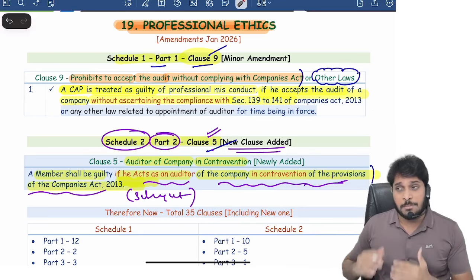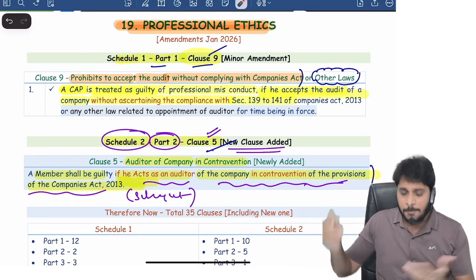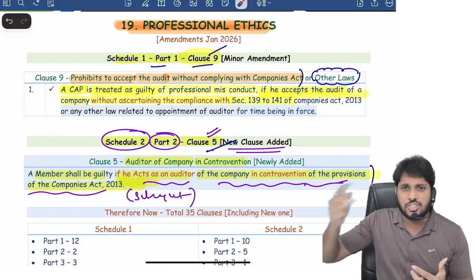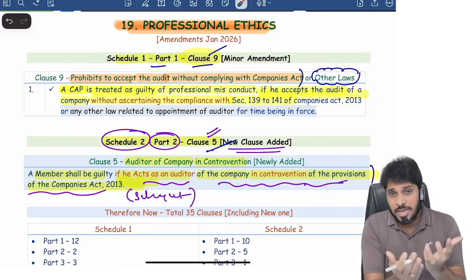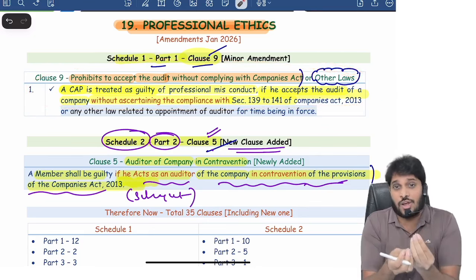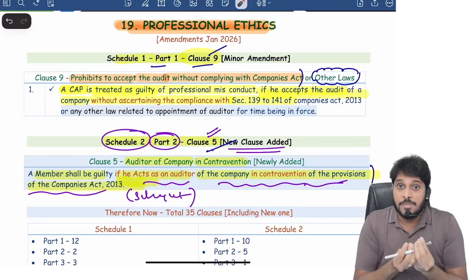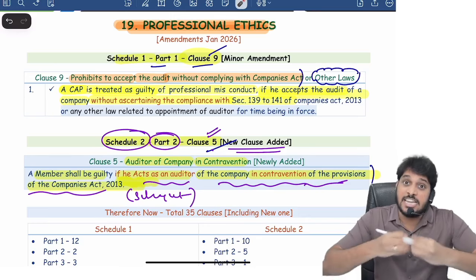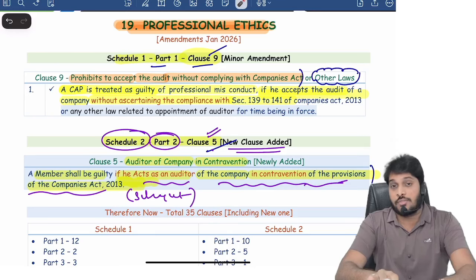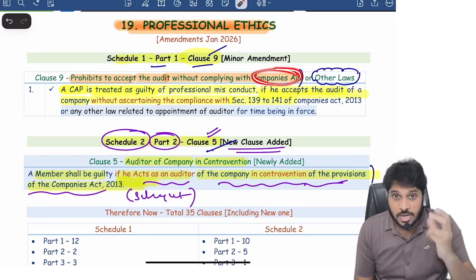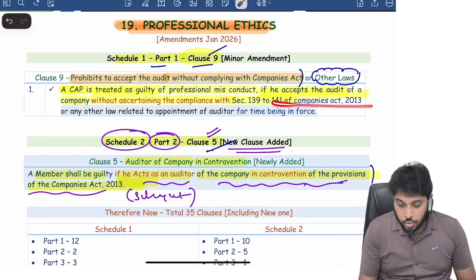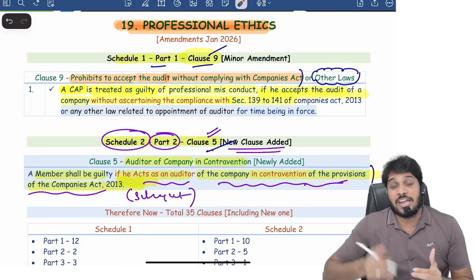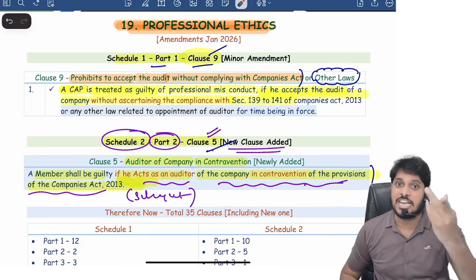Earlier also, if a member accepted an appointment under some other law, the institute used to punish them using clause number 9 only, because this is the basis they will take. See, the letter of the law sometimes has to be taken from the intention point of view. You should take the spirit of the law, not the letter of the law. Earlier only the Companies Act was covered, but the spirit of the law is wider, not just the Companies Act. Now through the letter also they are conveying the wider meaning of clause number 9, the intention.